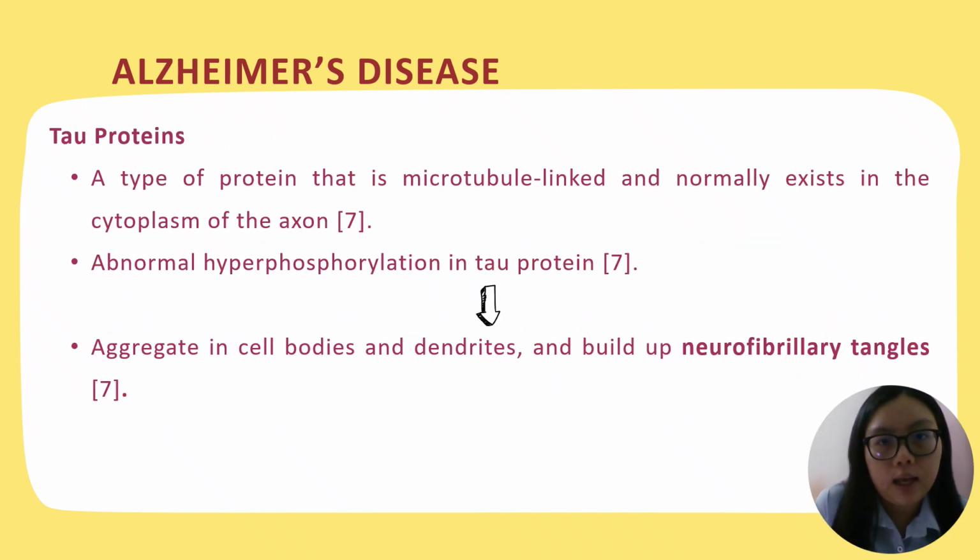Now, tau protein is also identified in Alzheimer's disease. It is a type of protein that is microtubule linked and normally exists in the cytoplasm of the axon. The tau proteins are usually used for microtubule stabilization. However, due to the imbalance of enzymes responsible for the processes of phosphorylation and dephosphorylation, abnormal hyperphosphorylation of tau protein occurs. Subsequently, they detach from the microtubules and aggregate to build neurofibrillary tangles.